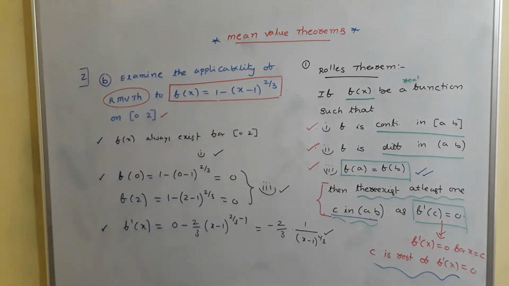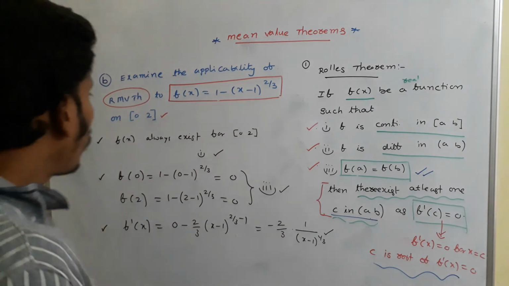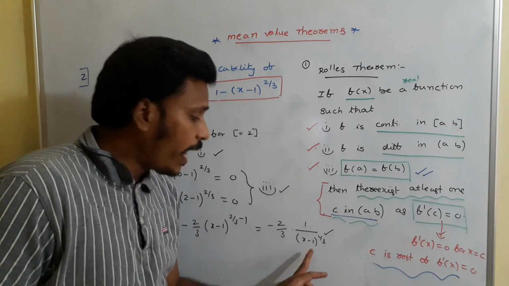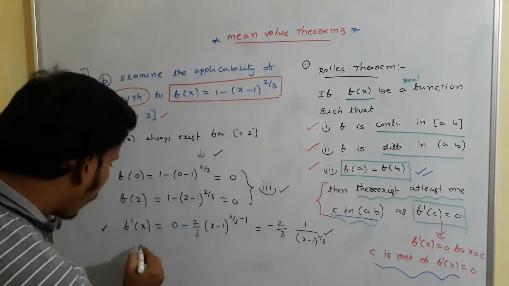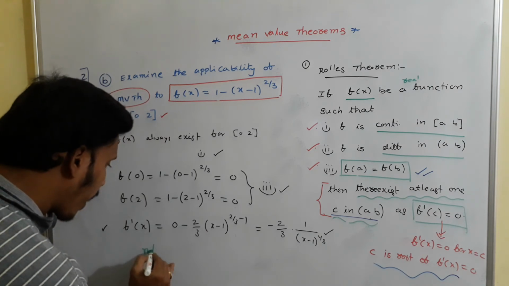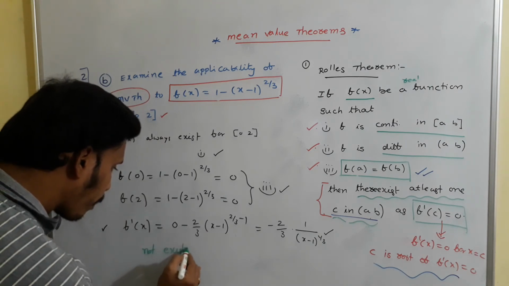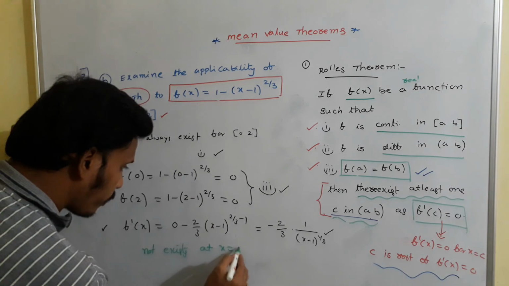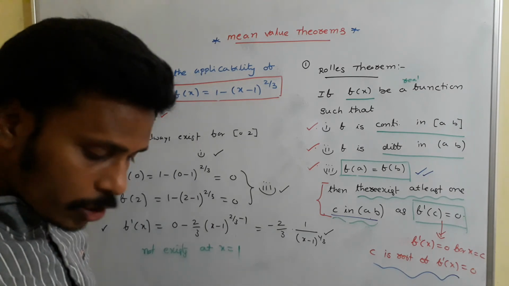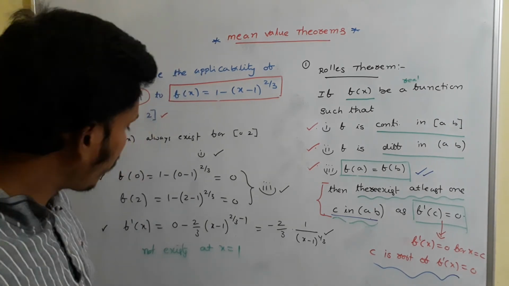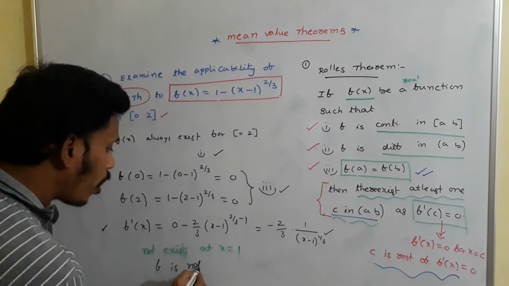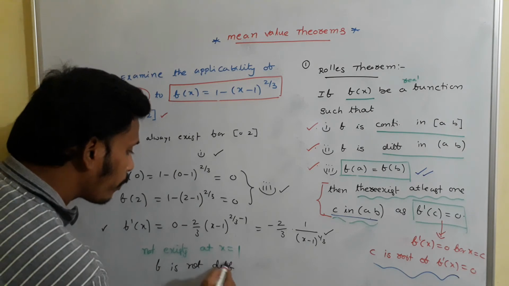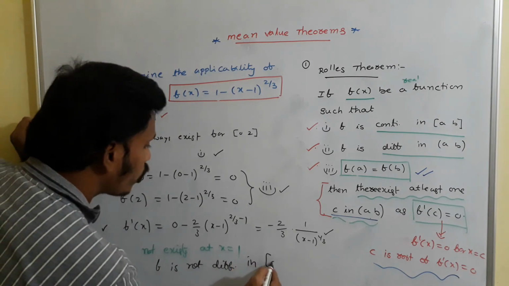Now if you observe, the denominator has x minus 1. Since the denominator has x minus 1, at x equals 1 this value does not exist. That means f dash of x does not exist at x equals 1. Since at x equals 1 f dash of x does not exist, we conclude that f is not differentiable in the interval 0 to 2.